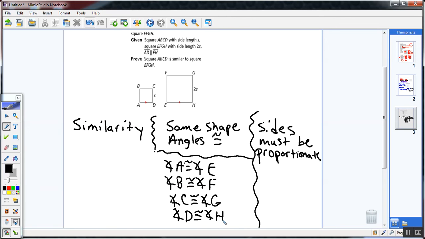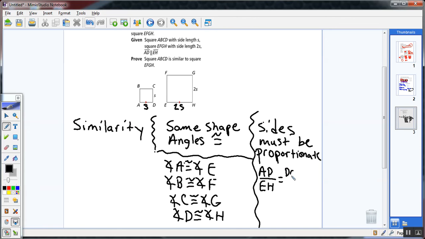Have I shown all angles are congruent? Okay. Then we've got to show the ratio of sides. AD. Well, what is the side length of AD, kids? S. What's EH going to be? Aren't all of them the same? I'm not going to write them all down. I'm going to say the ratio of AD to EH is the same as, let's see, let's go DC. DC would match what, kids?